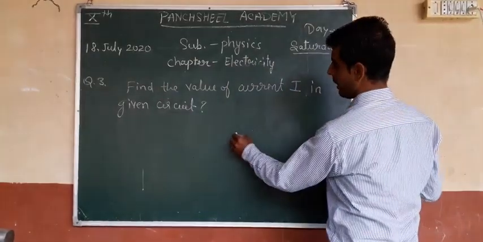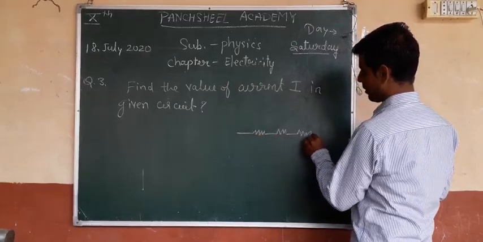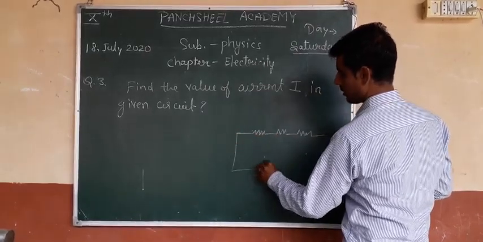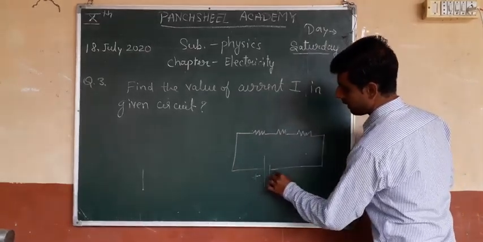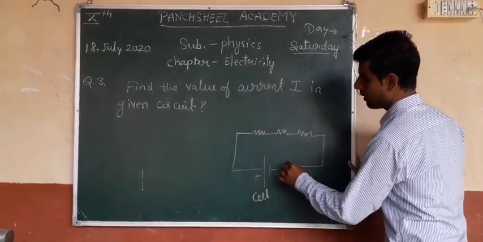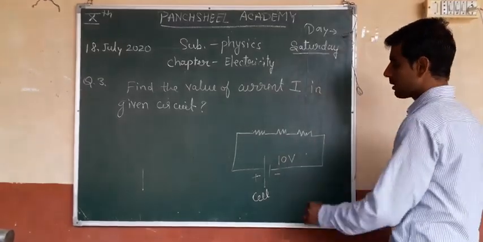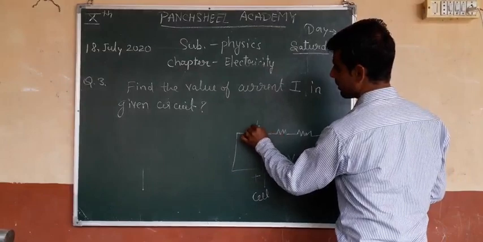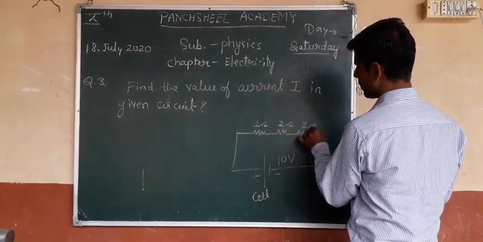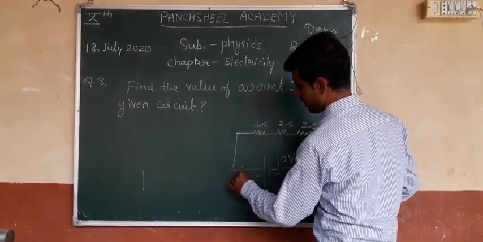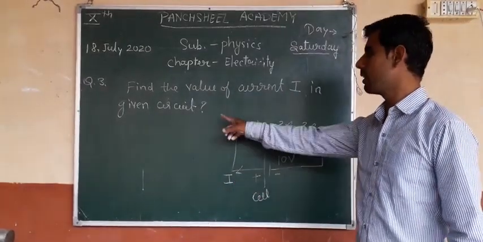And what is the circuit? I draw the circuit. This is the cell, and the voltage of this cell is 10 volt, and this is the 1 ohm resistance, this is the 2 ohm resistance, and this is also 2 ohm resistance, and the current is I. So find the value of current I in the given circuit.